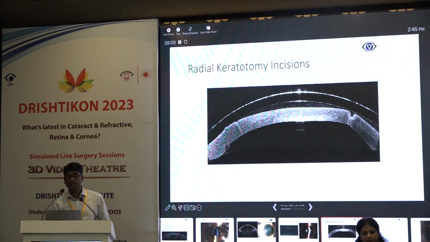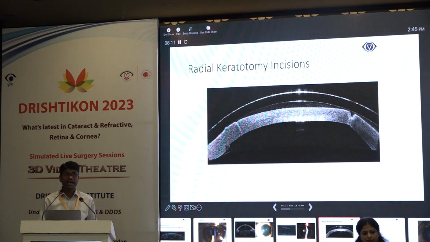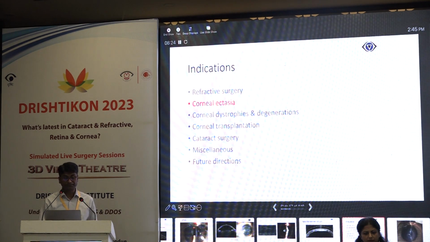RK incision: suppose status post RK, you want to do a cataract surgery. What is very important is how deep these cuts are. Suppose where you want to make an incision and these cuts are very deep, you need to be careful, because these can rip away, and you might have to use sutures.